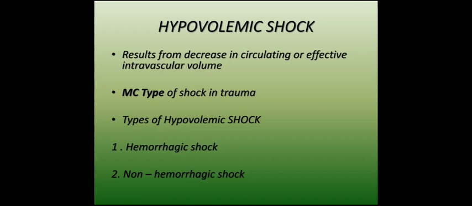Next, coming to hypovolemic shock, it results from a decrease in the circulatory or effective intravascular volume. This type of shock is due to loss of intravascular volume. It is clinically manifested by low cardiac output, tachycardia, low blood pressure and vasoconstriction, revealed by cold and clammy extremities. This is the most common type of shock in trauma. What are the types? Two types: hemorrhagic and non-hemorrhagic.